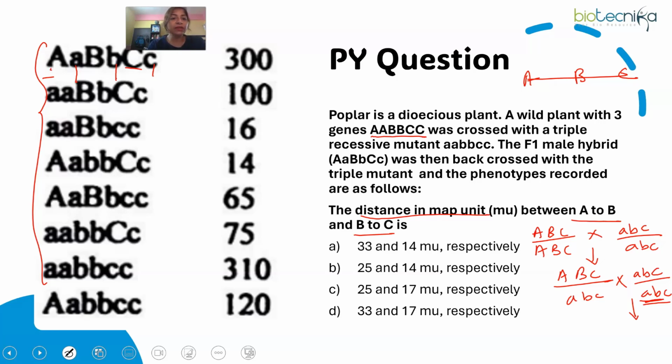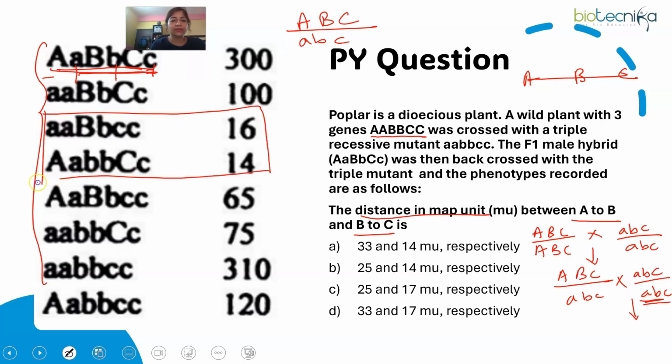For example, if I have to write this genotype in linked gene format, one chromosome will have small a, small b, small c. Take it out. What is left? Capital A, capital B, capital C is on the other chromosome. Now, what are the double crossovers? We know from this table that whichever class has the least frequency will be the double crossover. So these two varieties are the DCOs.